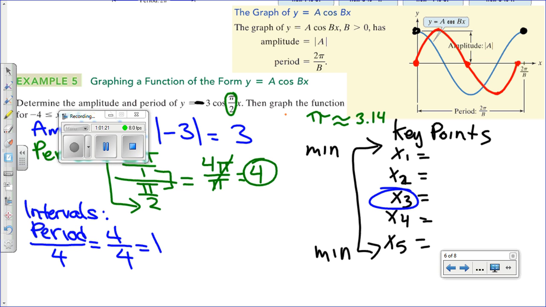The max. Who said that? No, it was a girl. Good job.